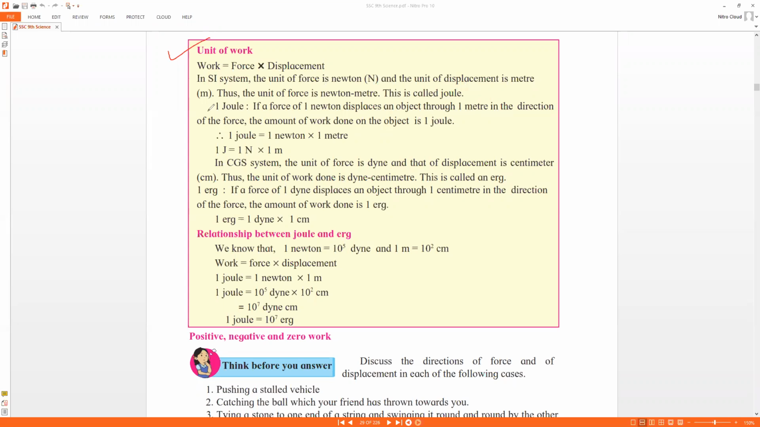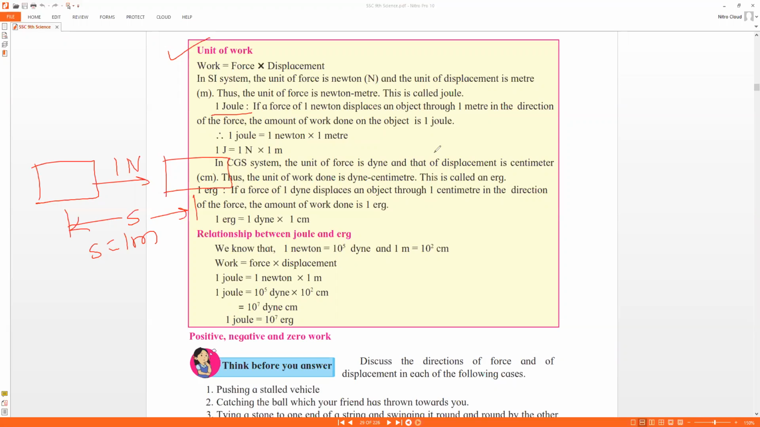So what is 1 joule? 1 joule can be defined as: if a force of 1 newton displaces an object through 1 meter in the direction of the force, the amount of work done on the object is 1 joule. Meaning, there is a force of 1 newton, 1 newton force displaces an object through 1 meter. So it displaces this object through 1 meter. The displacement is how much? 1 meter. So if you apply 1 newton of force on a certain object, we don't know what object that is, and it displaces it through 1 meter, then the amount of work done on that object is called 1 joule. Is that clear?